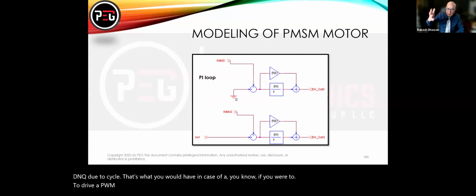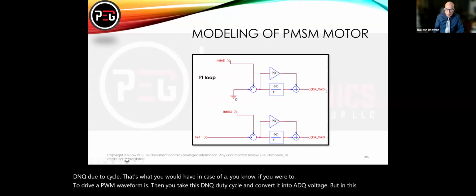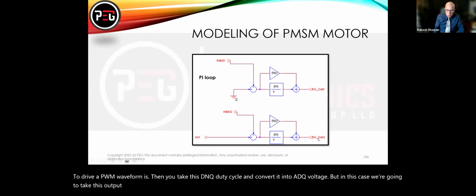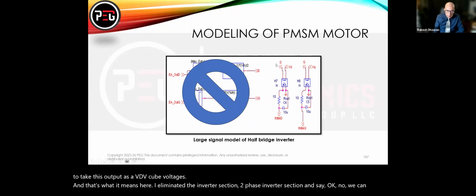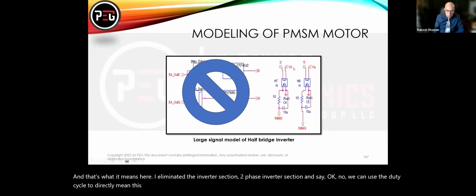Is then you take this D and Q duty cycle and convert it into a DQ voltage. But in this case, we're going to take this output as VD, VQ voltages. And that's what it means here. I eliminated the two-phase inverter section and said, okay, we can use the duty cycle to directly mean these are VD, VQ voltages.